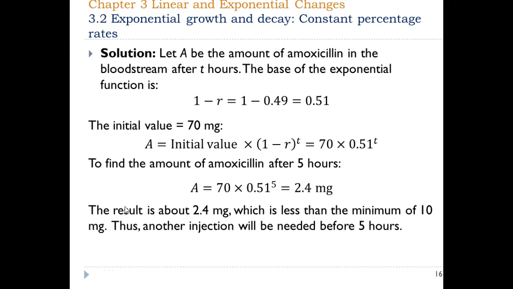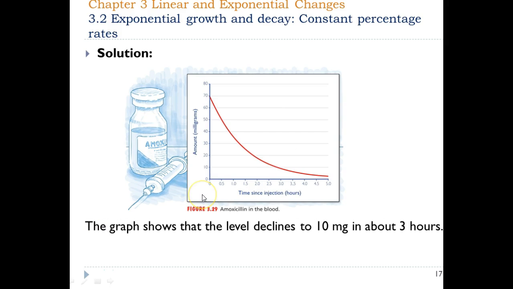To find the amount of amoxicillin after 5 hours, A is equal to 70 times 51/100 to the power of 5, which is 2.4 milligrams. The result is about 2.4 milligrams, which is less than the minimum of 10 milligrams. Thus, another injection will be needed before 5 hours. The graph shows that the level declines to 10 milligrams in about 3 hours. This is a graph of an exponential function, and this function is exponential decay. It's a decreasing function. It's a decaying function.